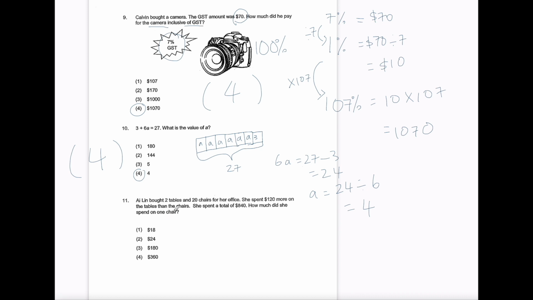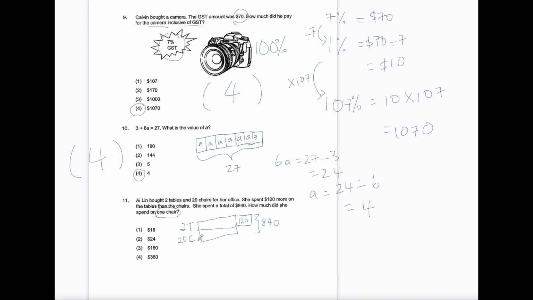Okay, Eileen bought 2 tables and 20 chairs for her office. She spent $120 more on the tables than chairs. So 2 tables, 20 chairs. If I were to draw a model, she spent $120 more on the tables. Okay, so she spent a total of $840.